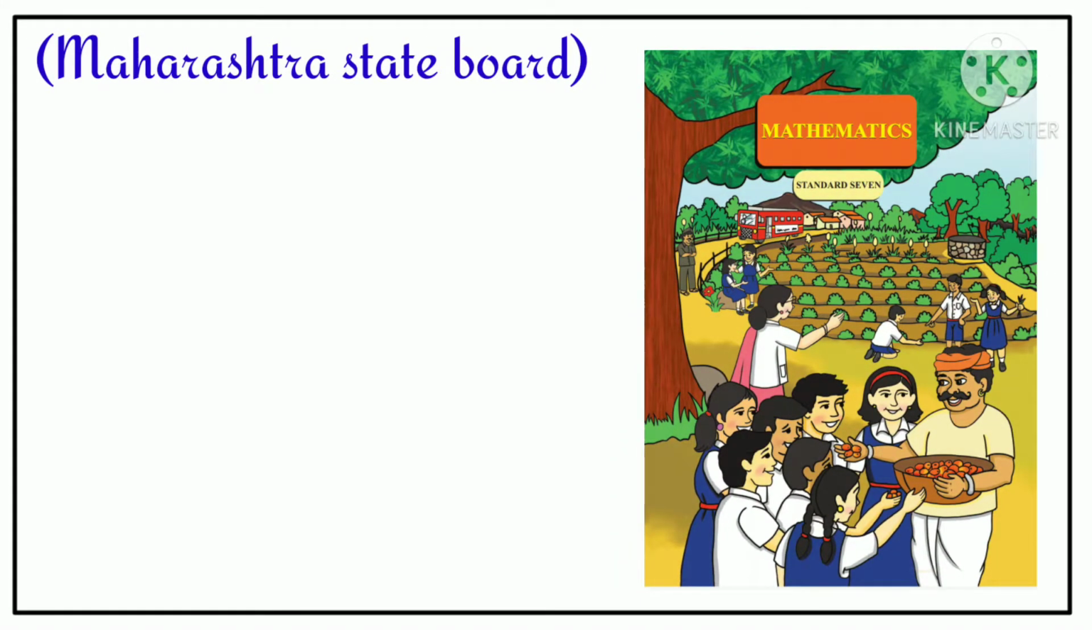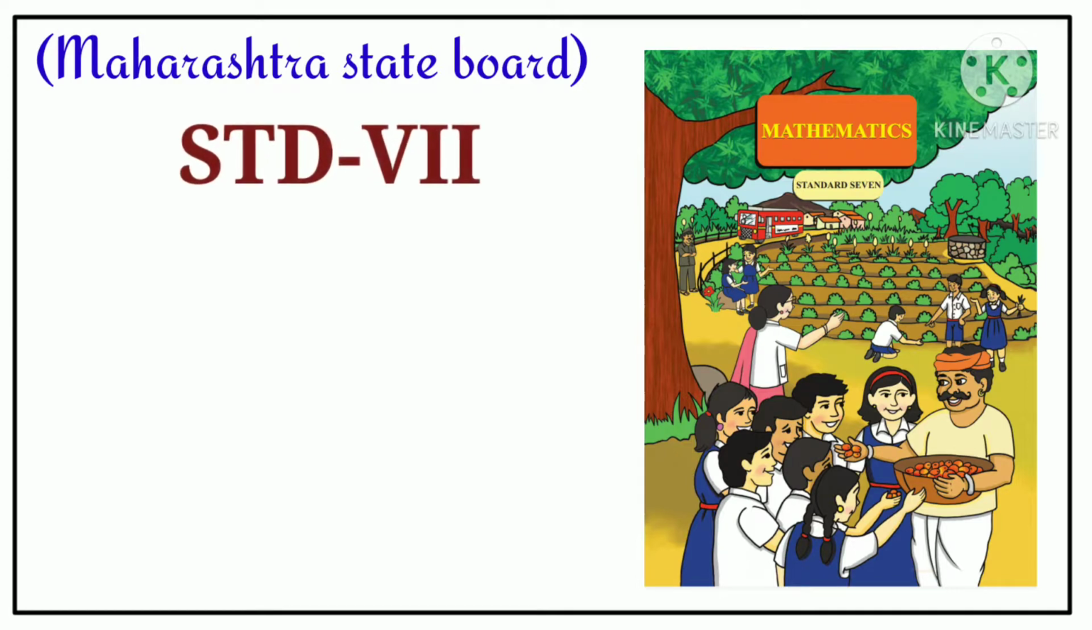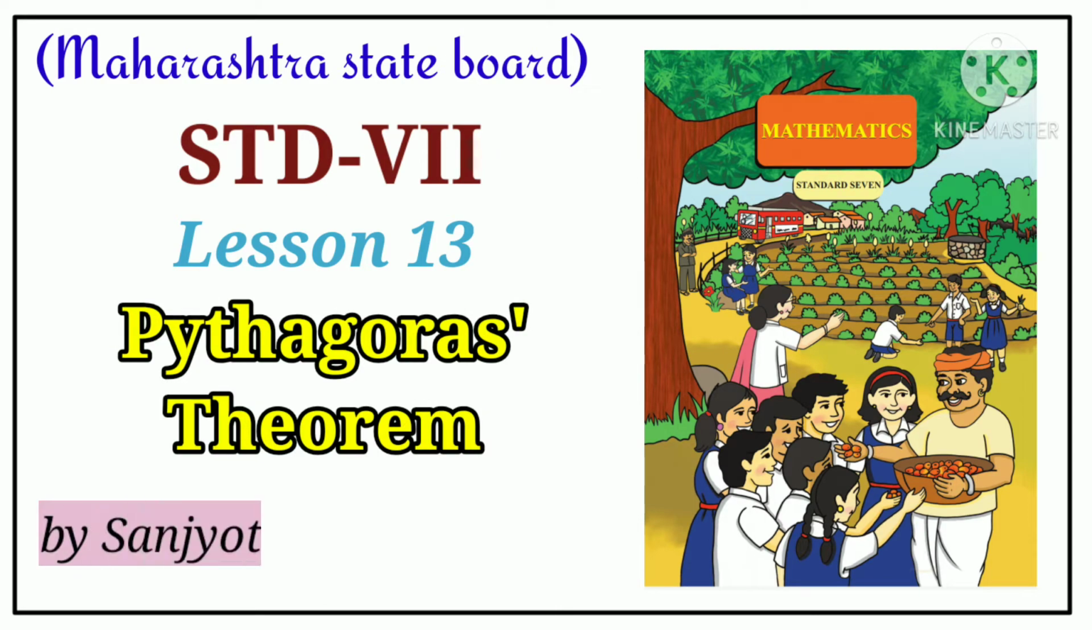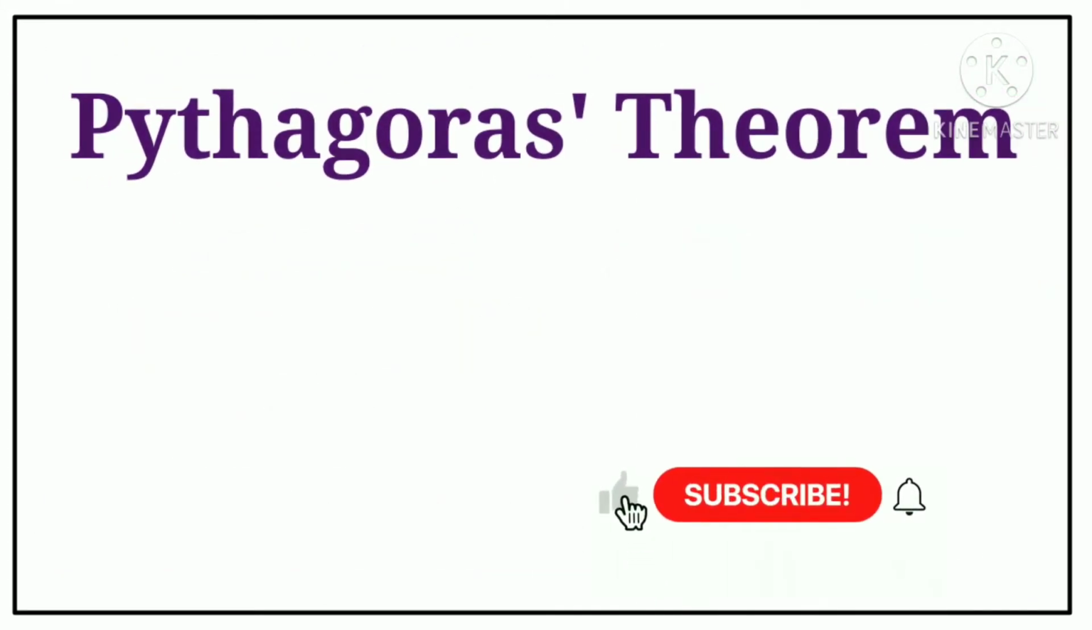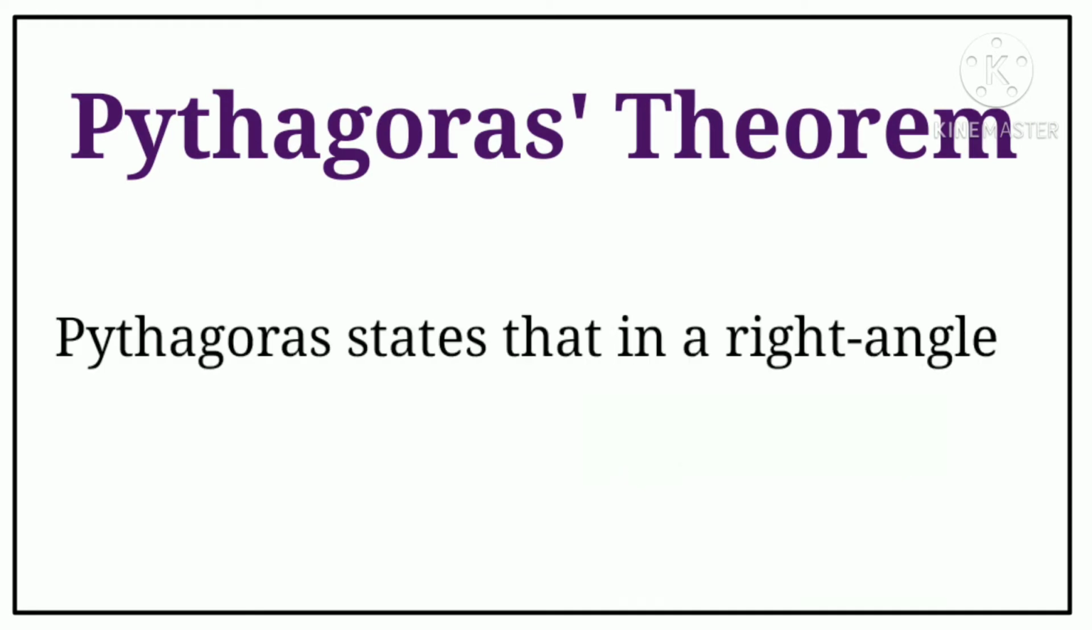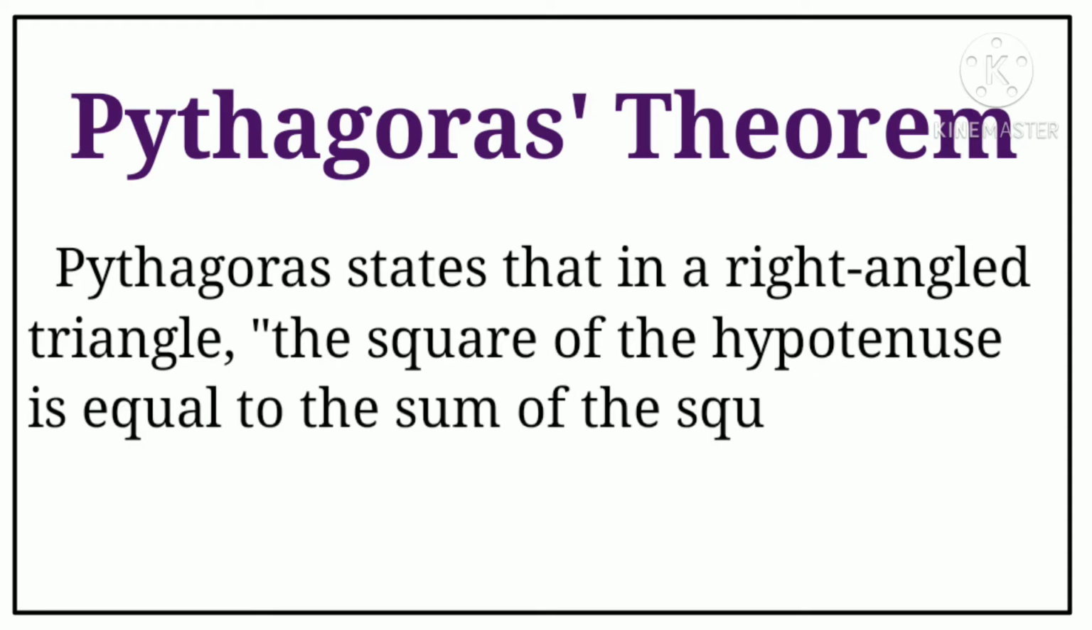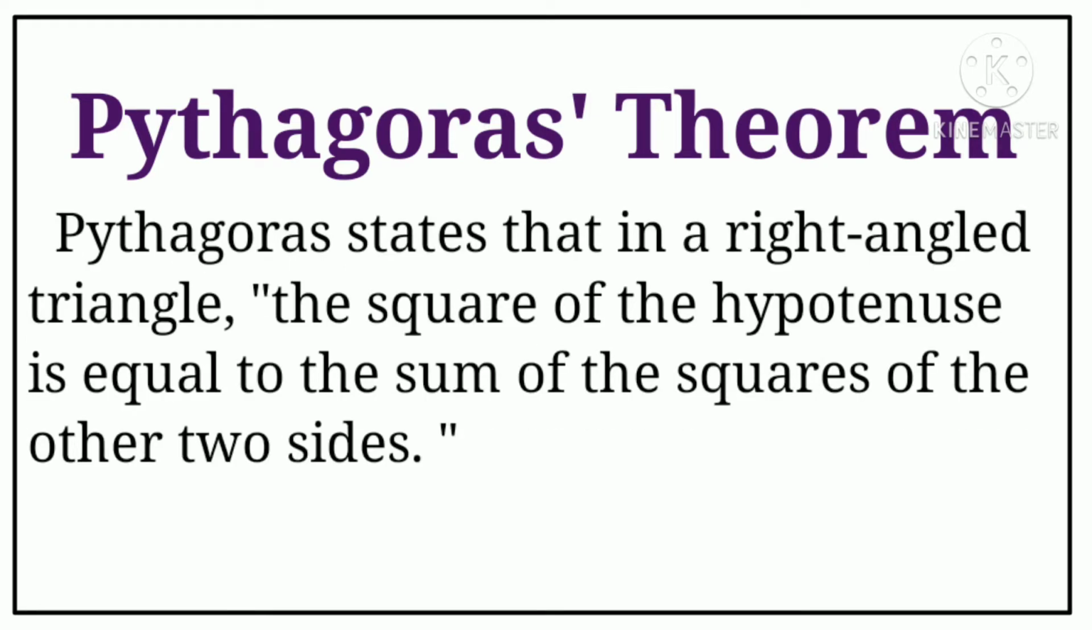Today we are going to learn standard 7th mathematics and its lesson number 13, Pythagoras theorem. In the previous video we learned about the Pythagoras theorem. So let's revise. In a right angle triangle, the square of the hypotenuse is equal to the sum of the squares of the other two sides. In other words, hypotenuse square equals base square plus height square.